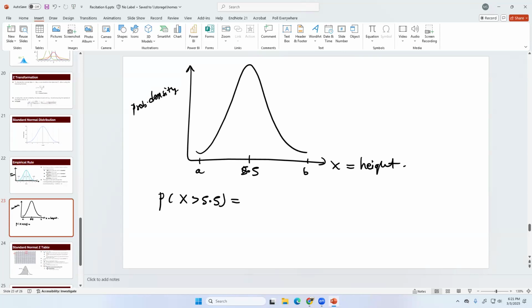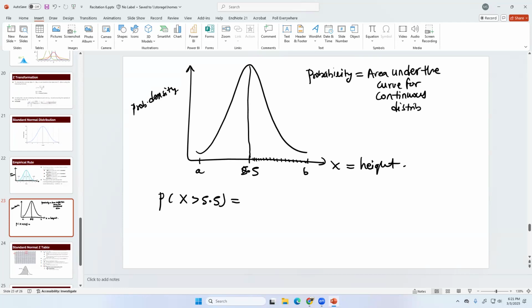So what I'm asking you is, you're looking at the right-hand side from the middle, right? One thing to remember is probability is also the area under the curve for continuous distributions, okay? This is a very important point. When you have a continuous distribution and I ask you to find the probability of something, I'm basically asking you to find the area under the curve of that distribution, okay? So what is the area under the curve of x greater than 5.5? What area am I interested in? What area should I highlight?